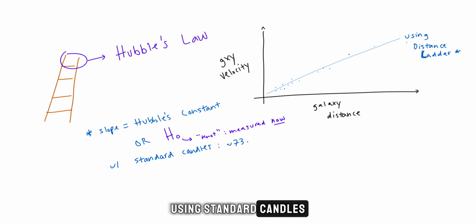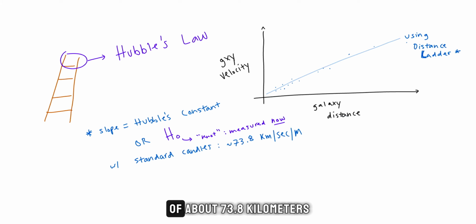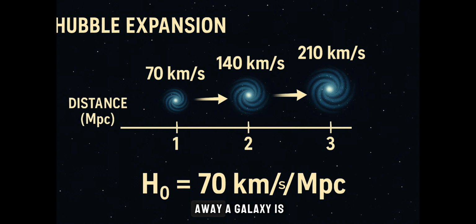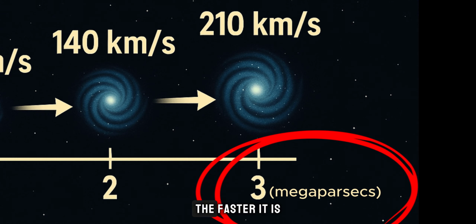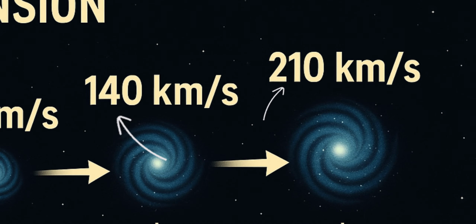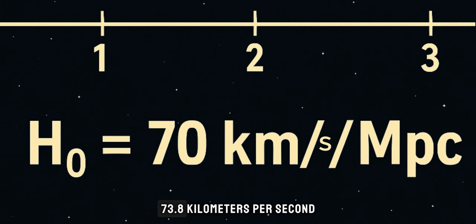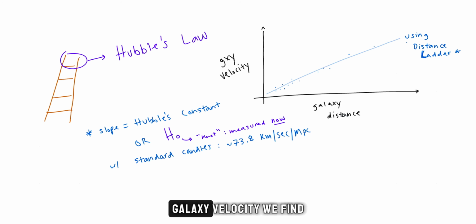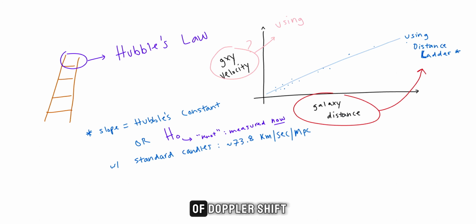Using standard candles, we end up getting an H0 value of about 73.8 kilometers per second per megaparsec. So what that means is that the farther away a galaxy is, the faster it is moving away from us, by about 73.8 kilometers per second for every megaparsec farther you go from us. Galaxy velocity we find by using some sort of Doppler shift, essentially. For those of you who know, we get galaxy velocity by using redshifts.